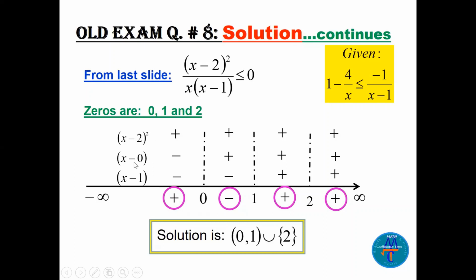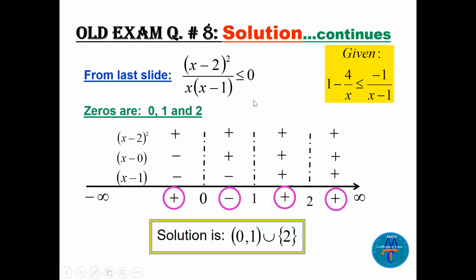X means x minus 0, or we can leave it as x minus 1. You can take here any number, let's say minus 7. So this is a plus, this is a minus, this is a minus. Between 0 and 1, you can take half. This is all plus, the first one, see, squared. 1 and 2, you can take 1.5. So that's all plus. And greater than 2, it's all plus.